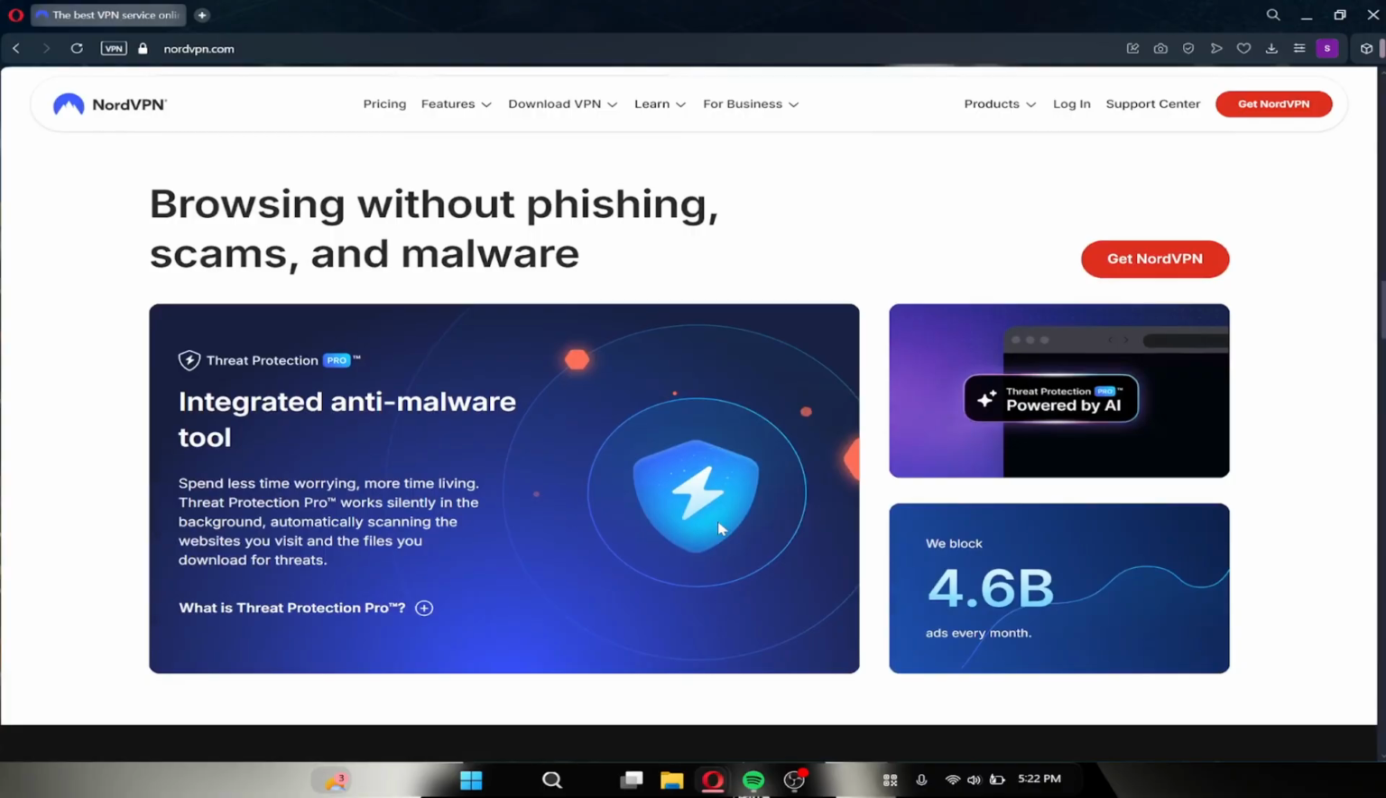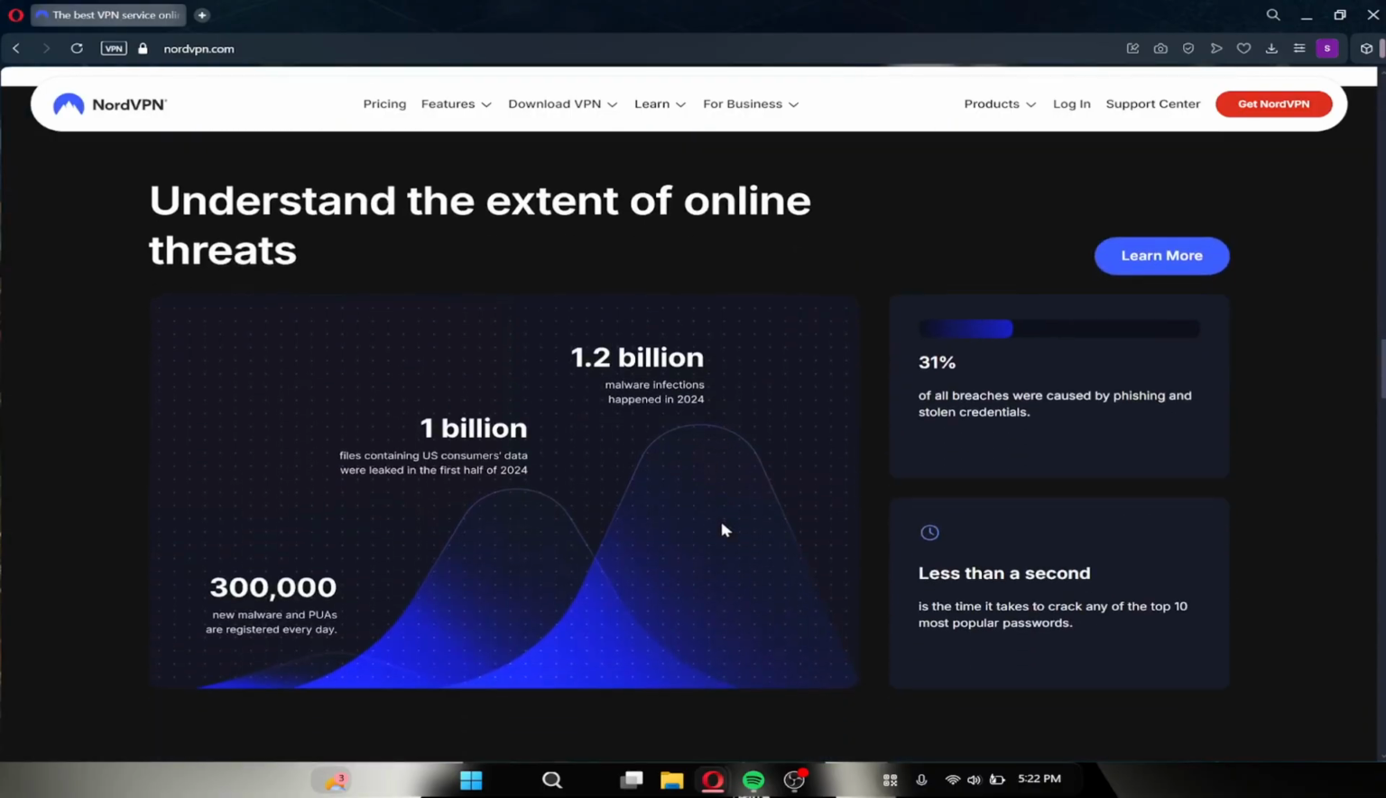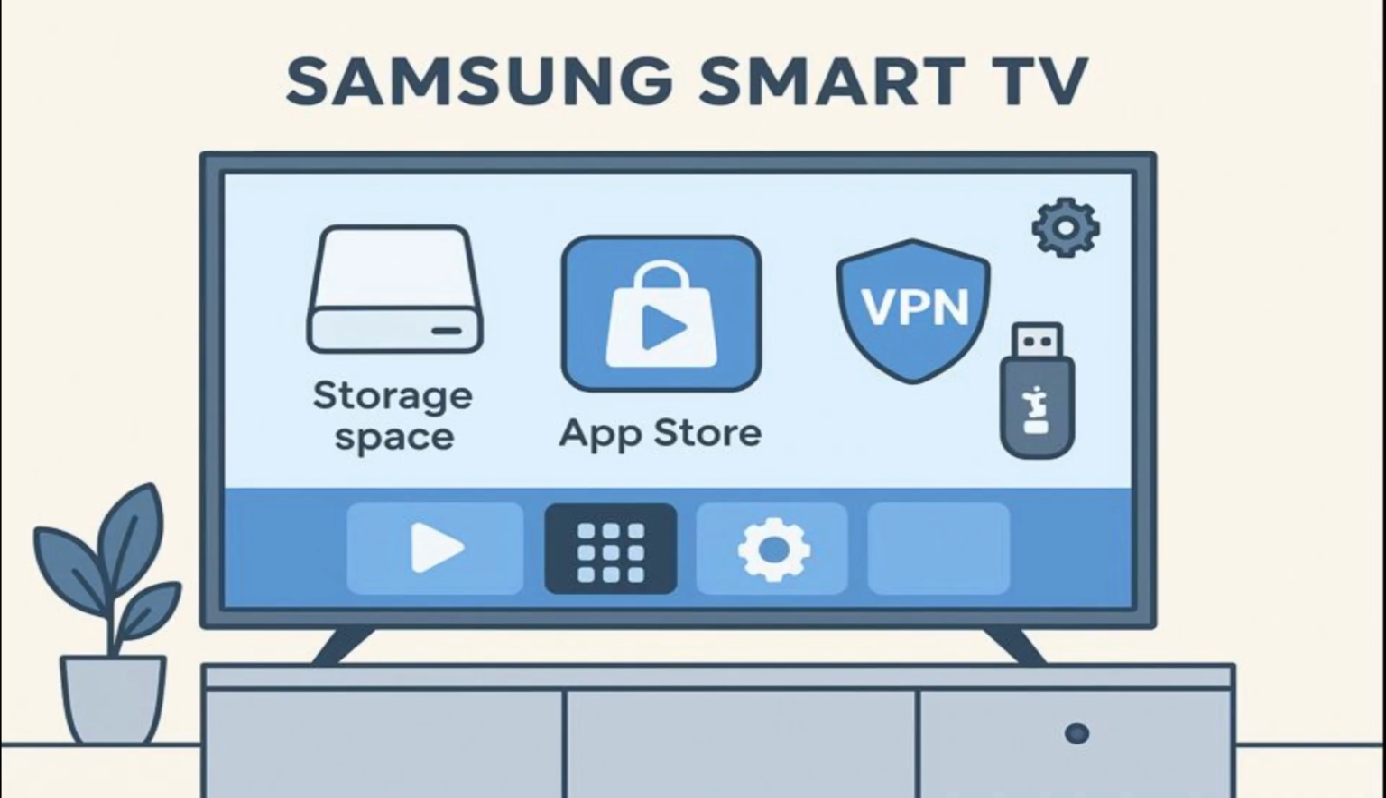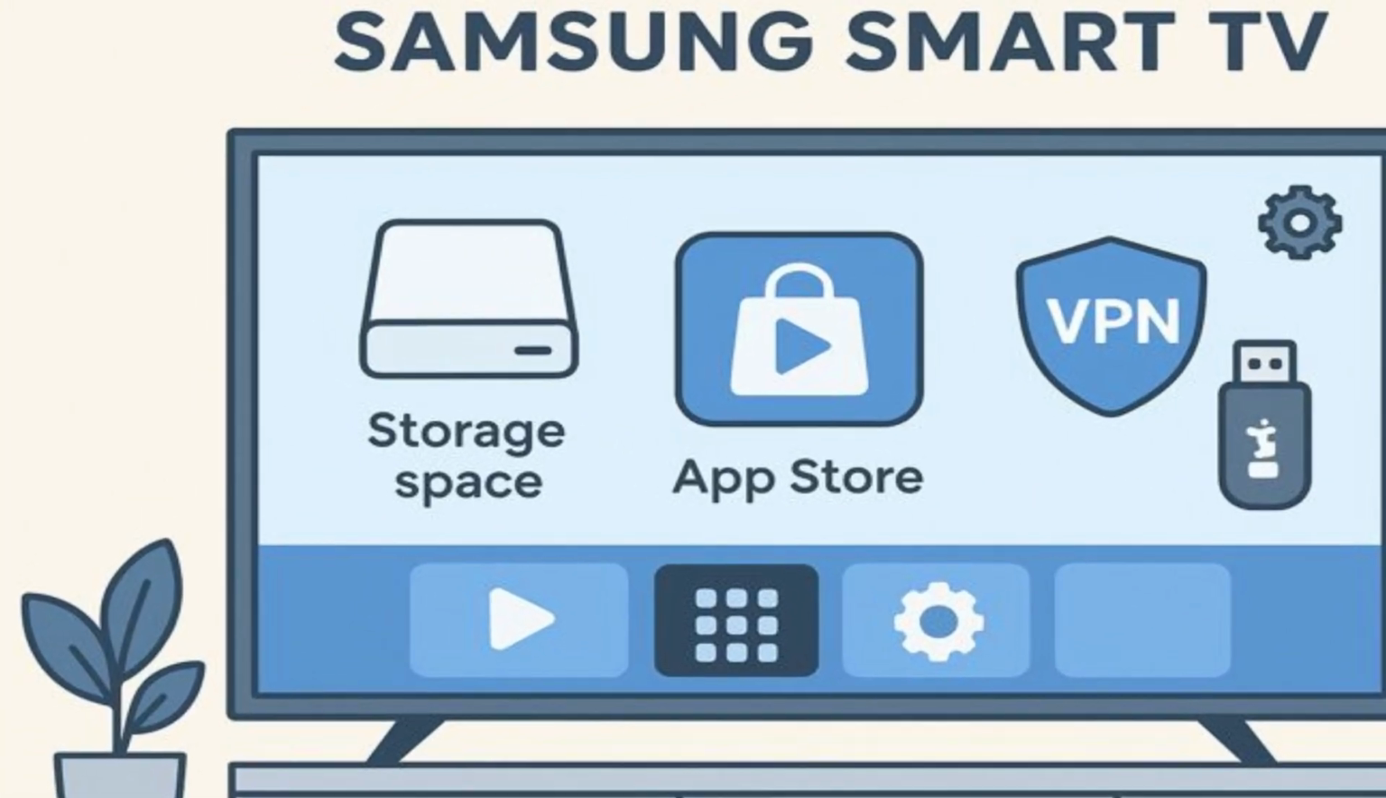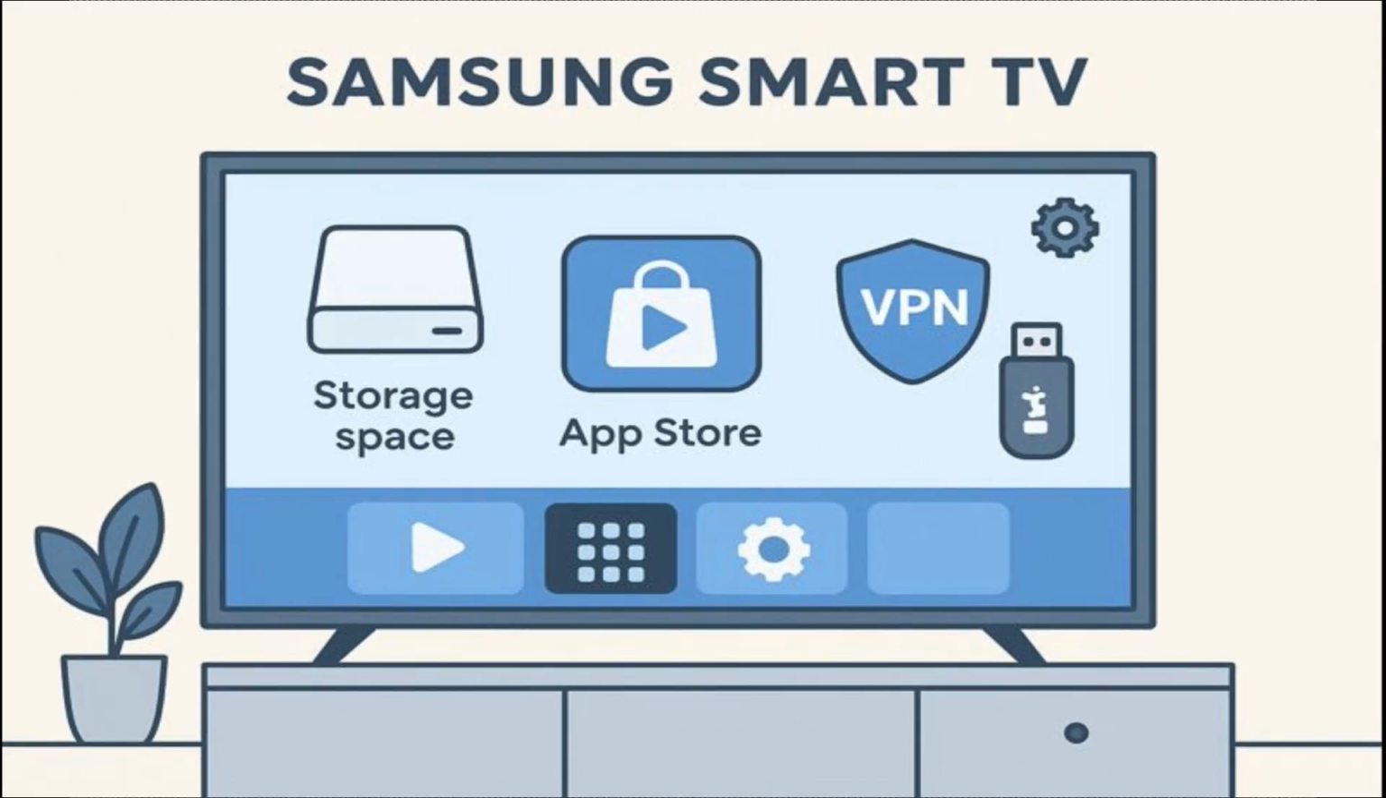There are a few important things to keep in mind. First, the steps may vary depending on the specific model of your Samsung Smart TV. Second, make sure your device has enough storage space, because without it, you won't be able to download or install any additional apps. It's a good idea to clear up some space if needed.